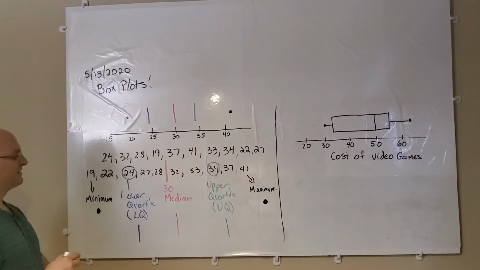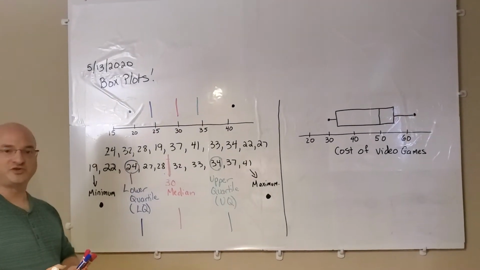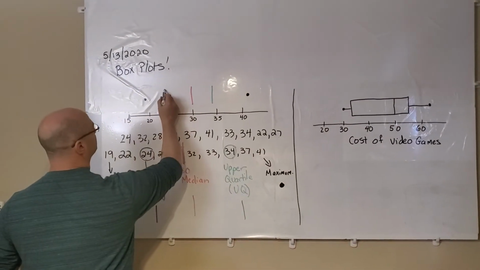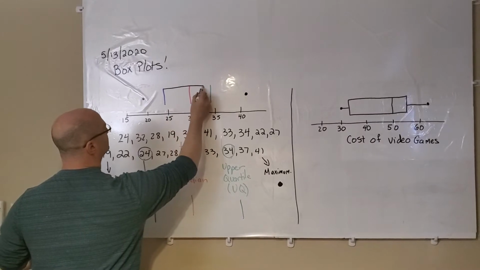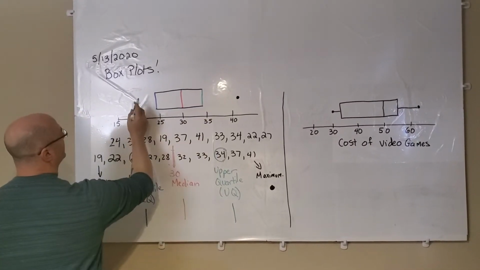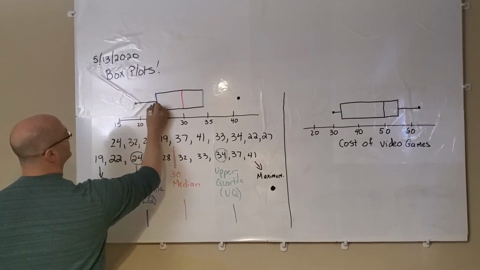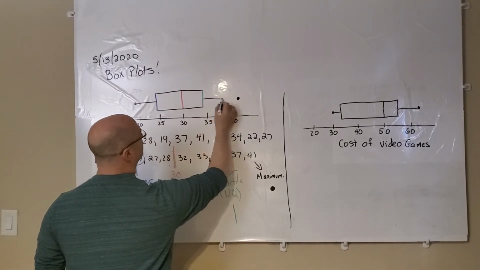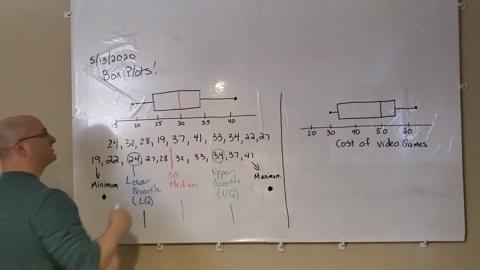Now that we have these lines and dots, where's the box? You already drew the box. We connect our points here and here. There's our box plot. And now we connect our points to the center of the box. Now this is your box plot.